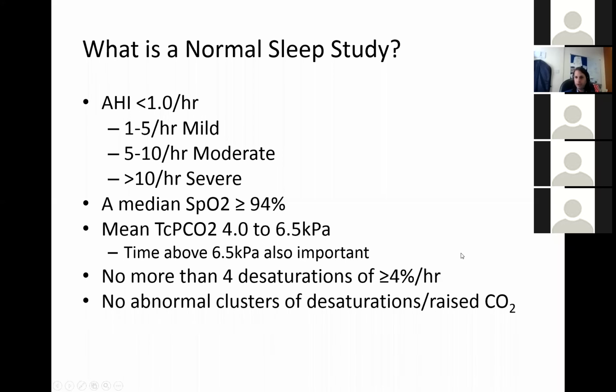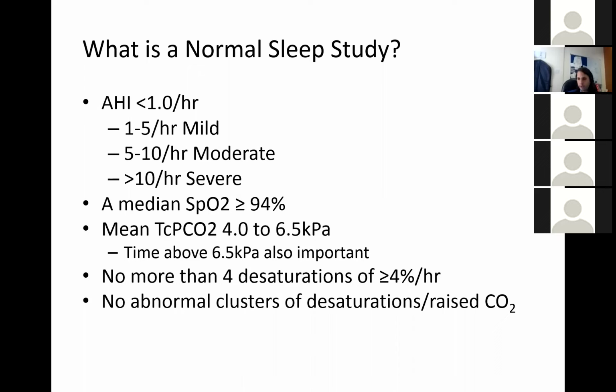So what is a normal sleep study? Typically, it's an AHI less than 1. It's classified as normal. 1 to 5 apneas, hypopneas an hour is mild. 5 to 10 is moderate, and more than 10 is severe. If you've got a median O2 above 94%, if your mean CO2 is between 4 and 6.5, but the time above 6.5 is also important.